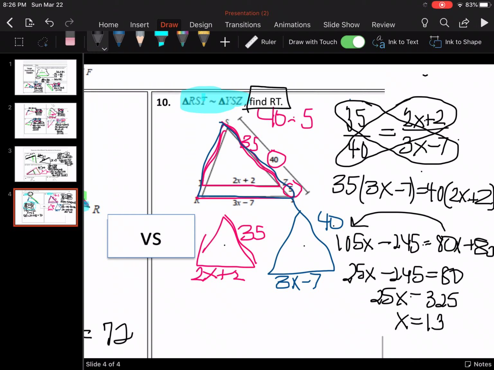Said find RT. So RT is not x. RT is 3 times x, so 3 times 13 minus 7. So 3 times 13 is 39, minus 7 gives us 32. So RT is equal to 32.